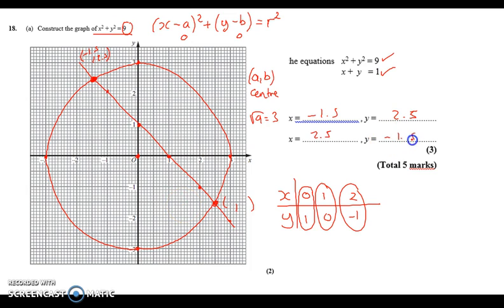And what I would do, if possible, is check these values, see if they actually do work and do give me the answers that I need. But hopefully if you've done it accurately enough, then you'll get those marks. Okay, so do try and draw that as accurately as you can.